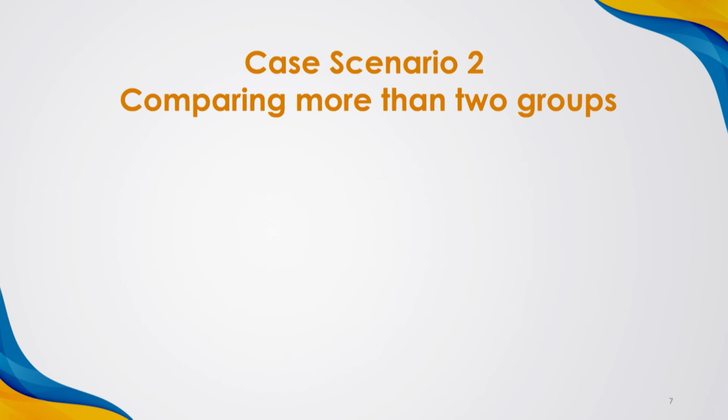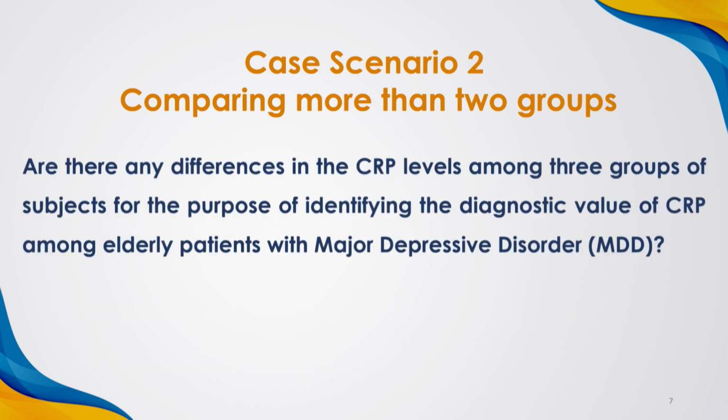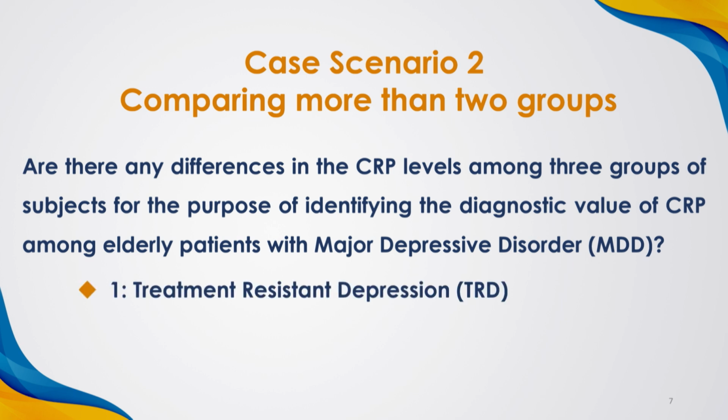Consider a second scenario where a researcher wishes to compare the CRP levels among the 3 groups of subjects. For example, treatment-resistant depression, subject with non-TRD and control subjects, for the purpose of identifying the diagnostic value of CRP among the elderly patients with major depressive disorder, abbreviated as MDD.